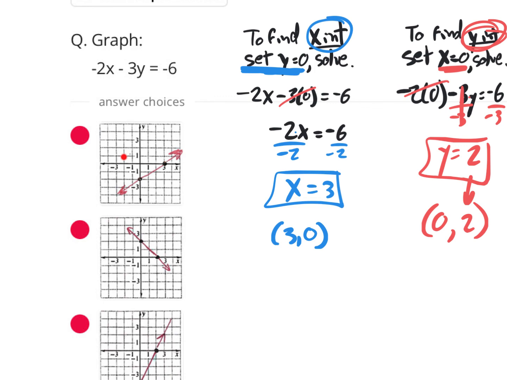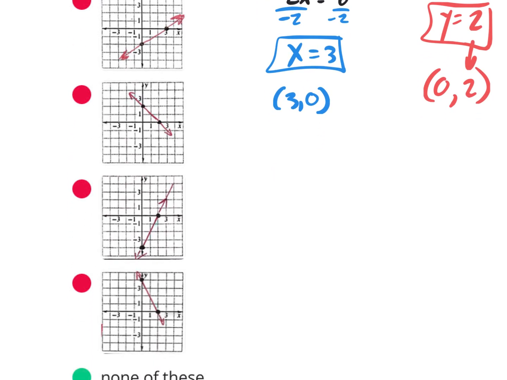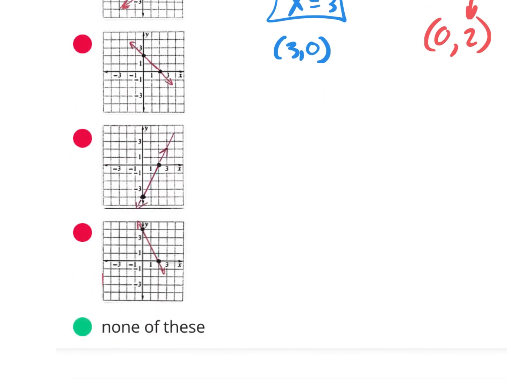So which of these graphs crosses the x at 3 and the y at 2? So here's my x, that crosses at 3. This one crosses at -2 on the y. So it should be crossing here and here. It should be a line like this, but that's not it. This one crosses at 2, not at 3, so that's not it. This one crosses at 2, not at 3, so that's not it. And of course, if we keep going down, we see that none of these are the correct answer.